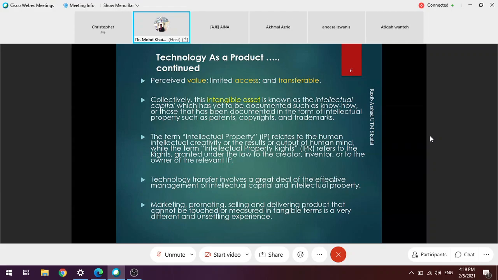All right, so marketing, promoting, selling, delivering a product that cannot be touched or measured in tangible terms is a very different and unsettling experience. For my case, I have just only a slide, a picture of my products, without the physical products to be presented in front of the audience or the transferee. But again, they are convinced to buy the technology, to have the license of the technology.